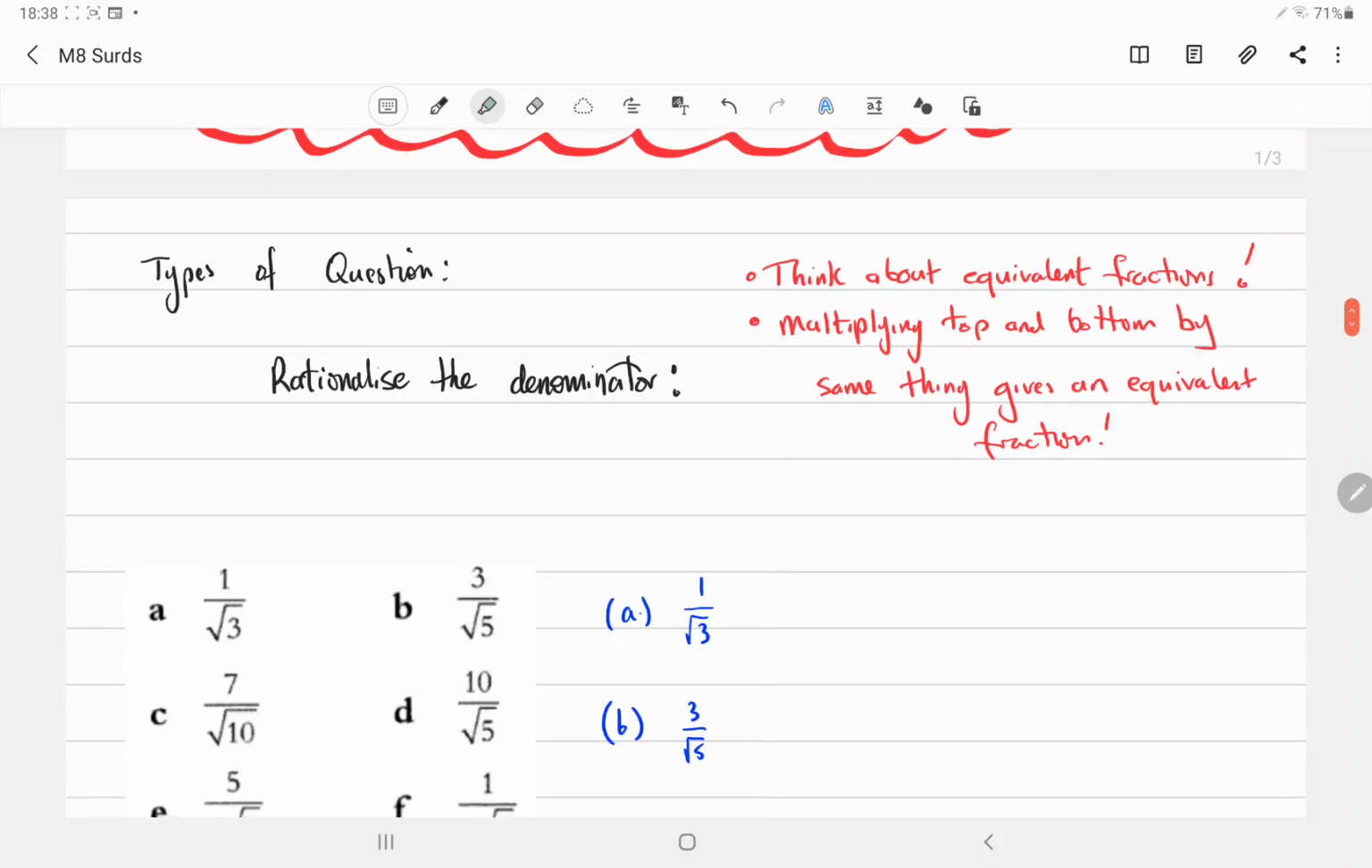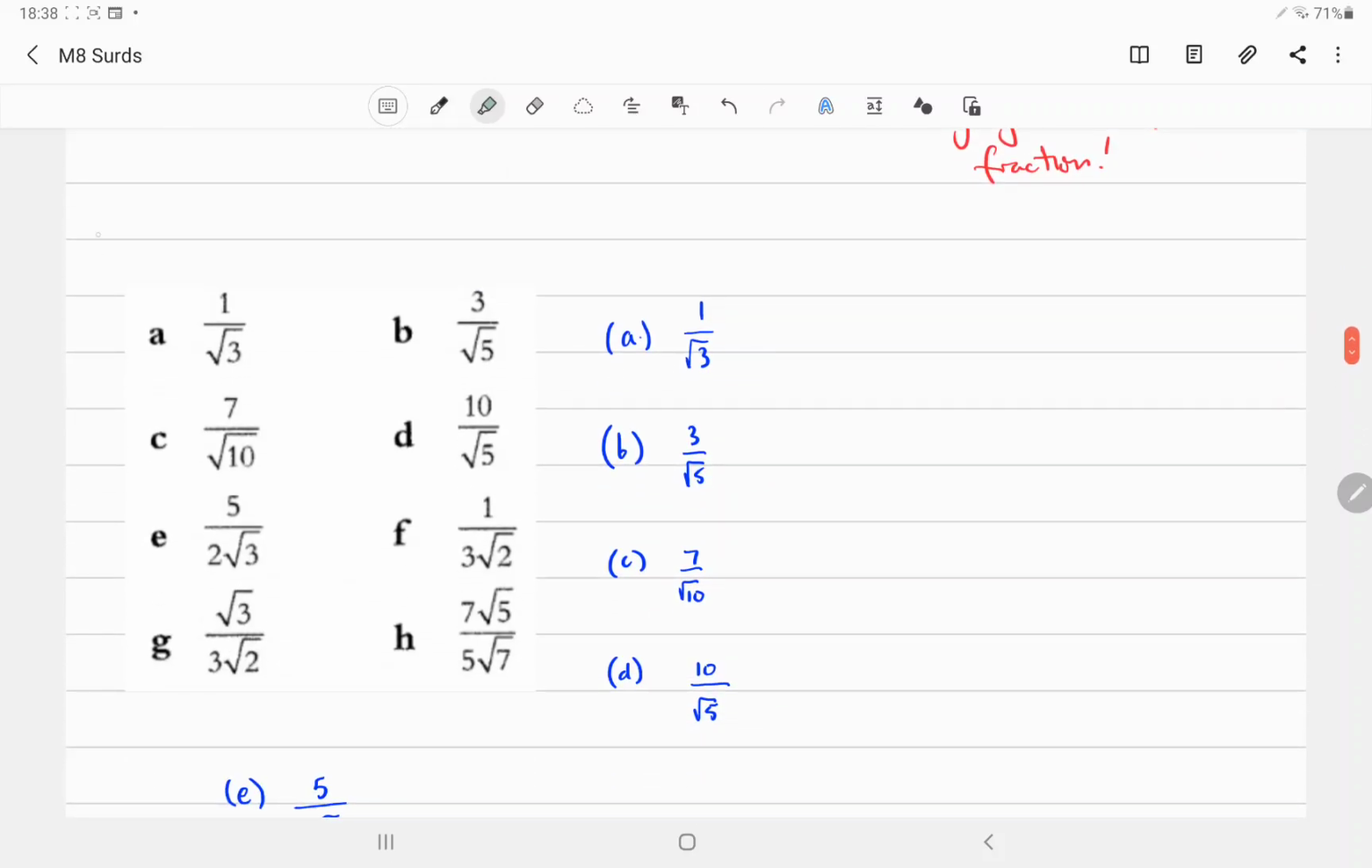So the types of question you get, just looking at these questions here from the textbook, look at the denominator. You have square root 3, 5, 10 and so on on the bottom. Now square roots should not be on the bottom. Surds should not be on the bottom. Irrational numbers, that is, should not be on the bottom. So we need a method to write 1/root 3 a different way. We want an equivalent fraction, a fraction that means the same thing, but doesn't have the square root of 3 on the bottom.